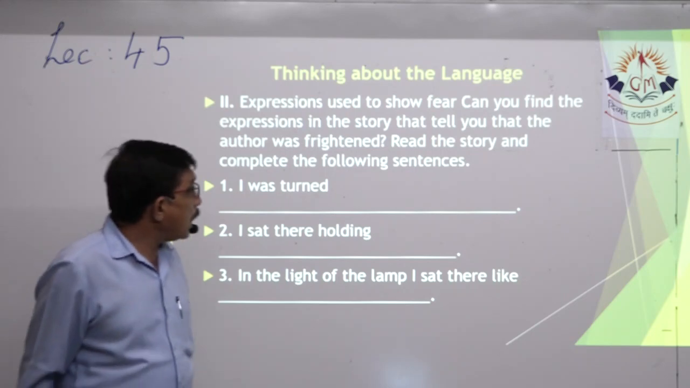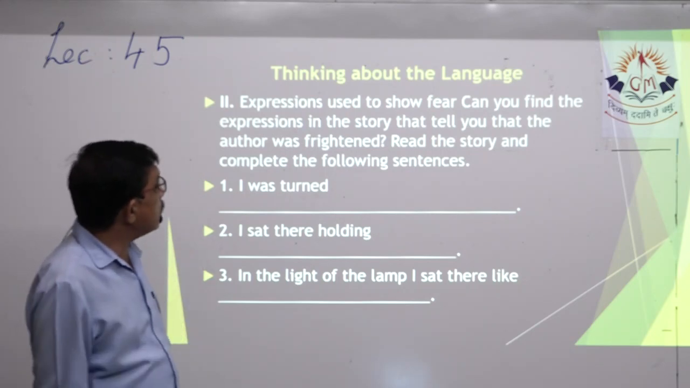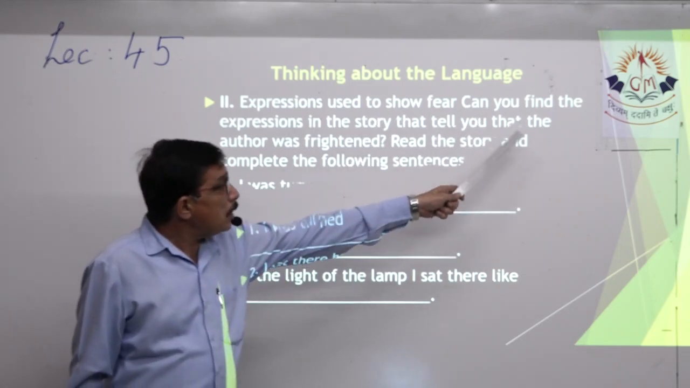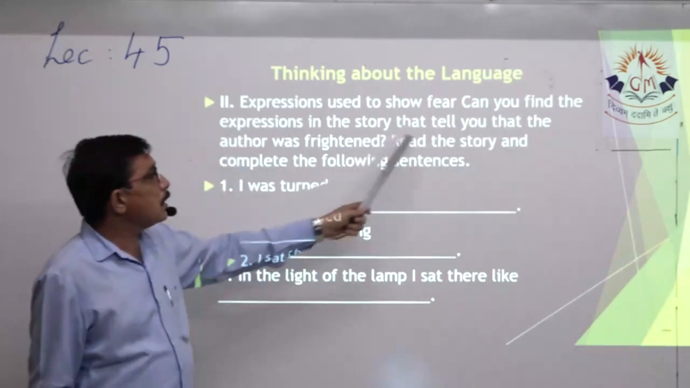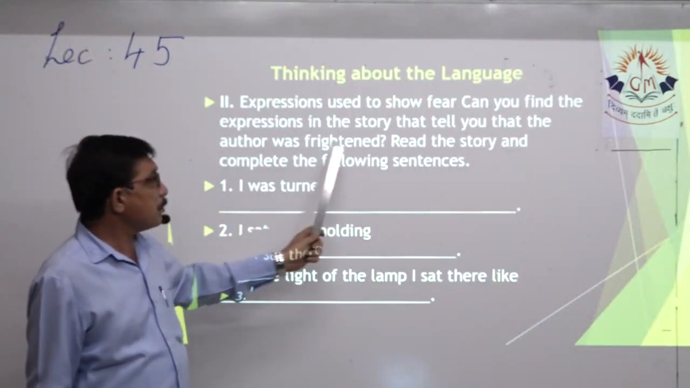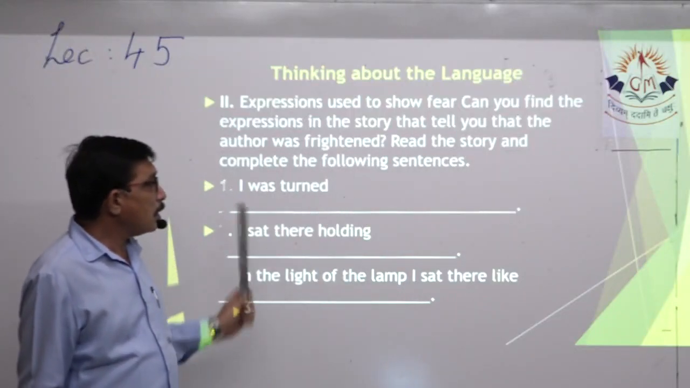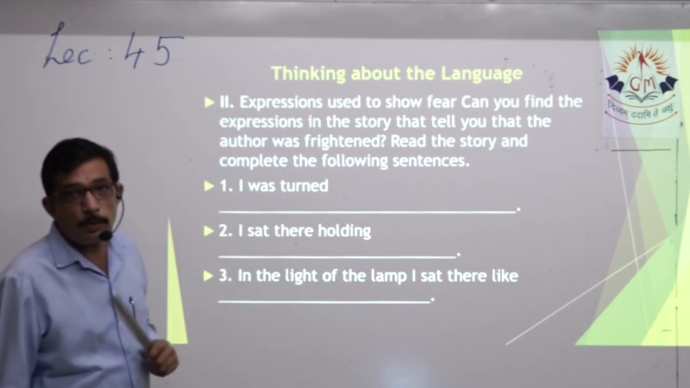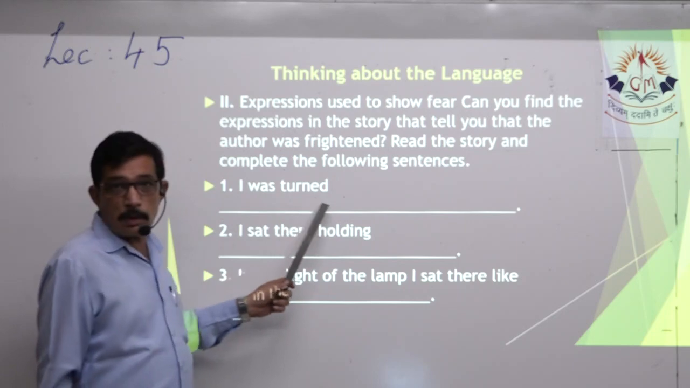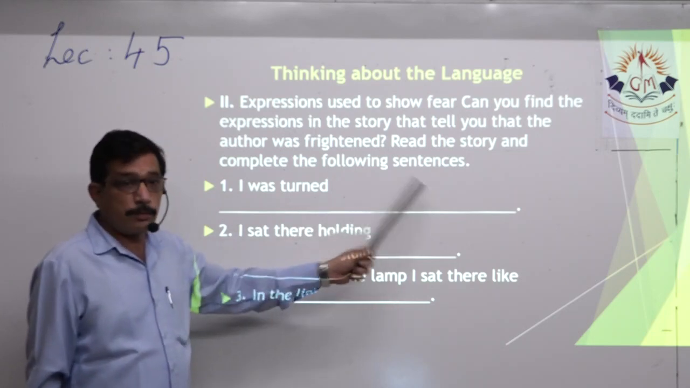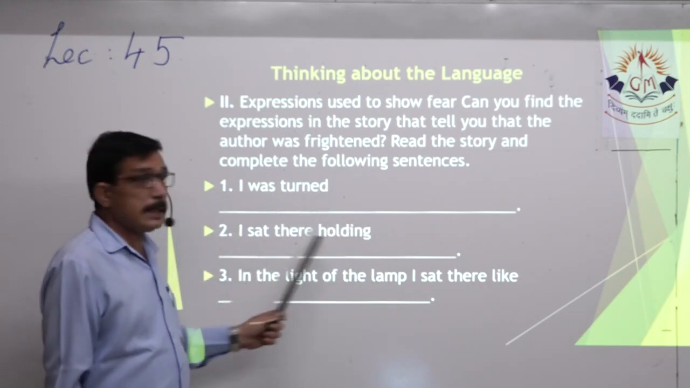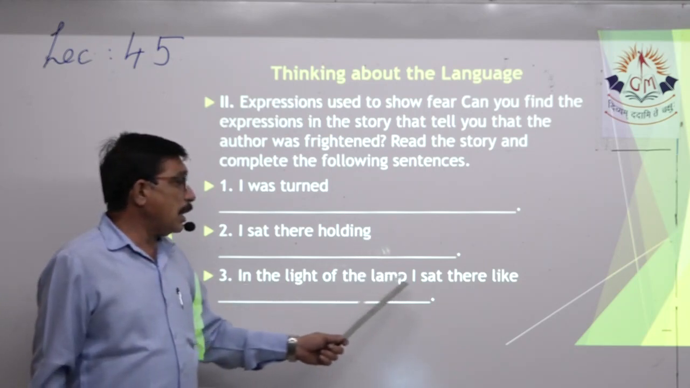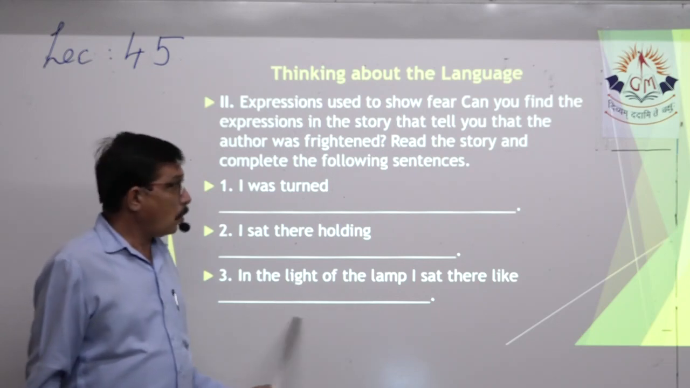Now let's come to another small exercise. Expression used to show fear. Can you find the expression in the story that tells you that the author was frightened? You have to complete the blank. From the textbook we have to find it. "I was turned into what?" Stone, I suppose. "I sat there holding what?" My breath. "In the light of the lamp I sat there like what?"